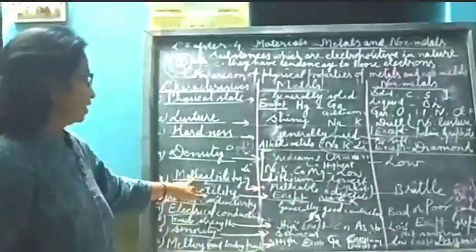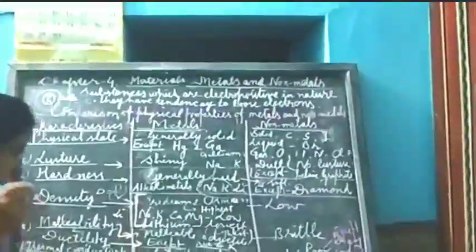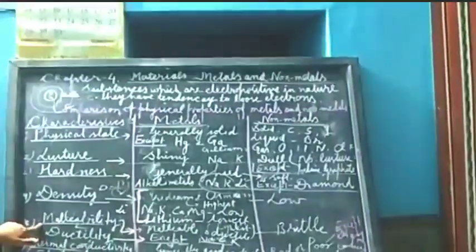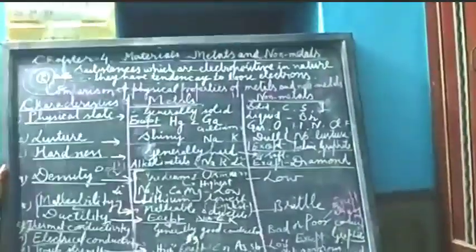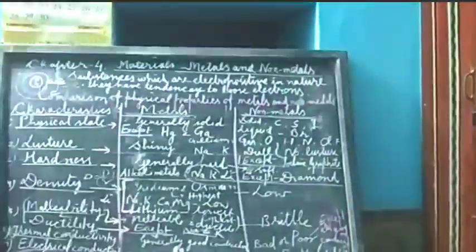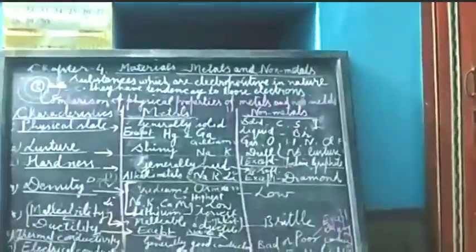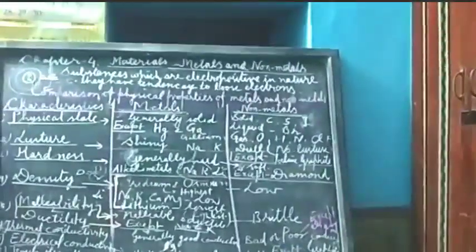Next property is their malleability and ductility. Again, I am revising the definition of malleability. Just listen again. If you have not understood in the previous video, try to understand, because two definitions have been explained in your NCERT book. Malleability means some metals can be flattened into sheets by beating or rolling. This property is called malleability, and such metals are called malleable metals. Examples are silver, copper, iron, tin.